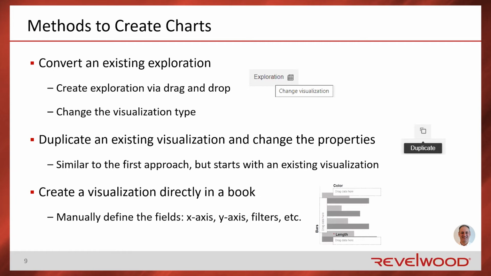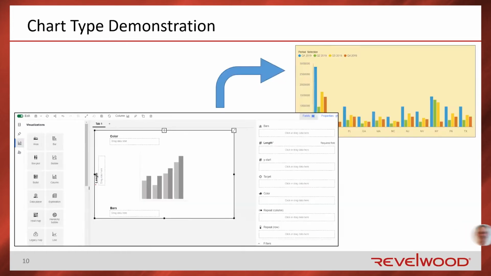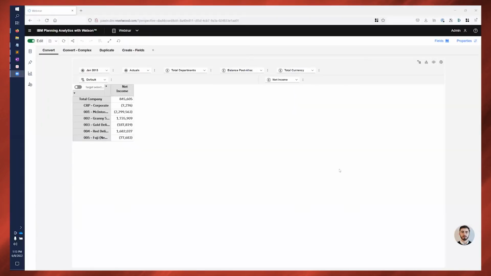Dylan's actually going to show us examples of each of these three, and he's going to give us a demonstration of building them. All right, so as Lee mentioned, there are three really different ways that you can go about creating a visualization. We're going to walk through each one of them. So for this first one here, you see we have a very simple exploration setup. You'll see we have total company with various companies underneath that on the rows, net income on the columns, and then up top we have a month, actuals, and then a few other top level elements selected.